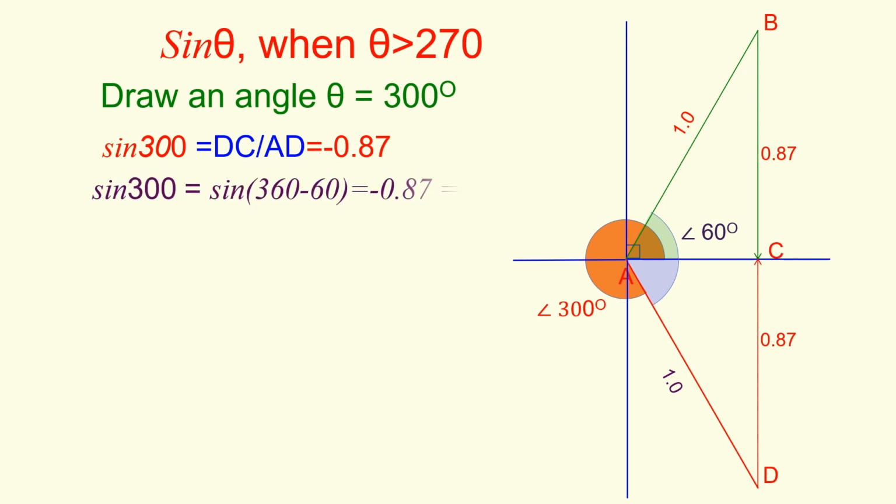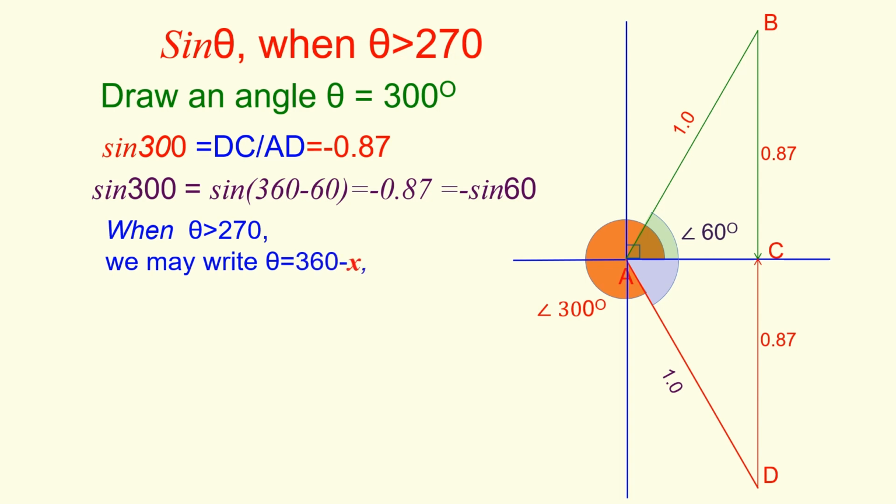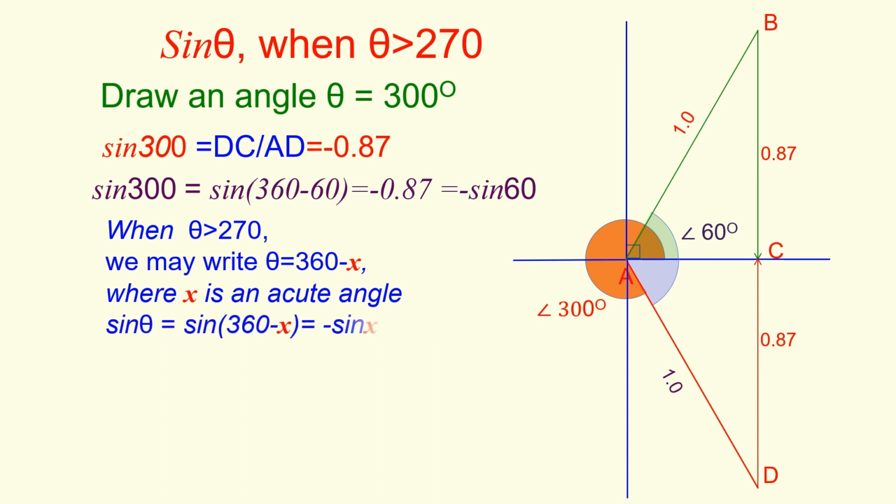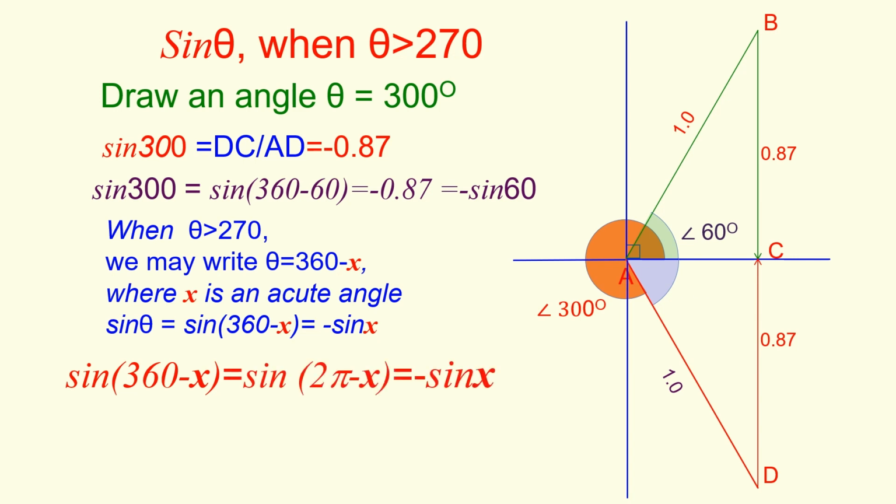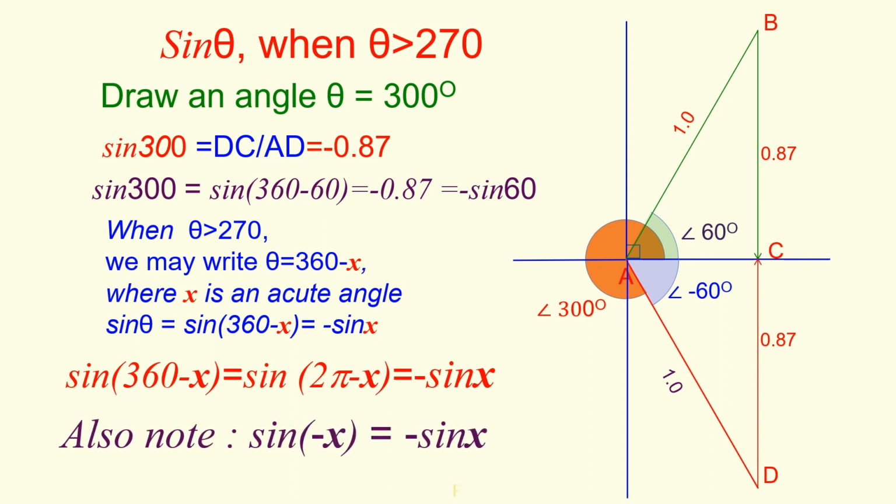Sine 300 degrees equals DC by AD equals minus 0.87 equals minus sine 60. Sine 300 equals sine 360 minus 60 equals minus sine 60. When theta is more than 270, we may write theta equals 360 minus x, where x is an acute angle. Sine theta equals sine 360 minus x equals minus sine x.